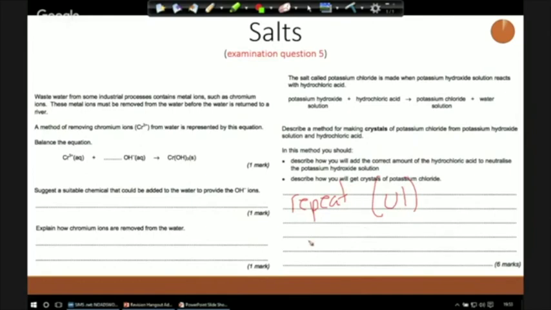At this point, we can then take our product and put it into an evaporating basin. Give it some heat with a Bunsen burner or equivalent, or let it dry out in the sun. And this will eventually crystallize, and we will be left with our potassium chloride crystals.